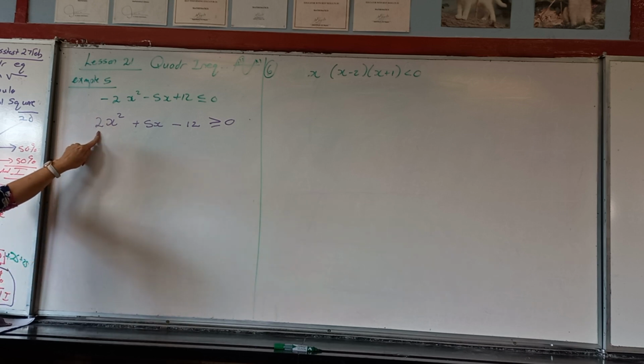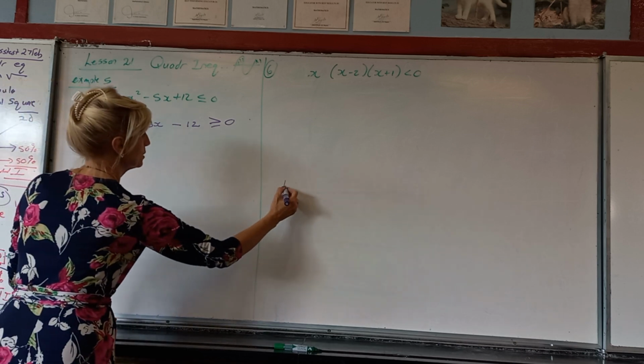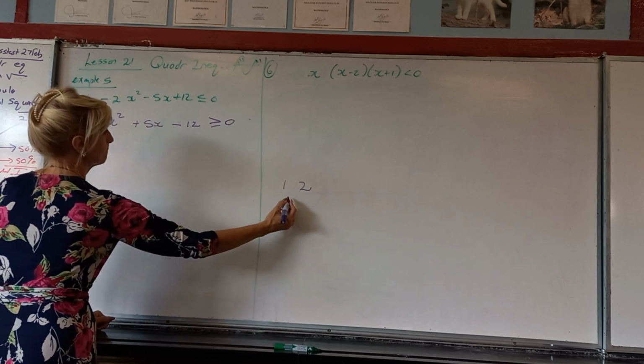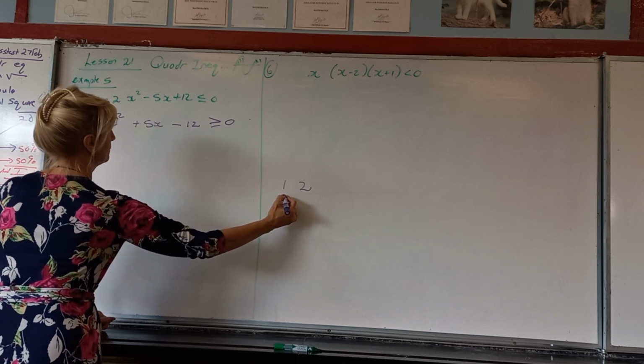Then the factors of 2 and the factors of 12 are 1 times 2 and 2 times 3.